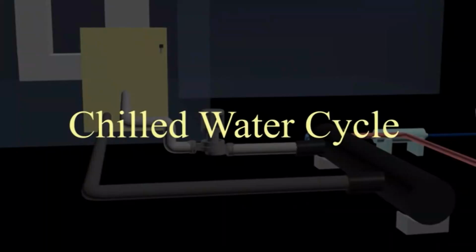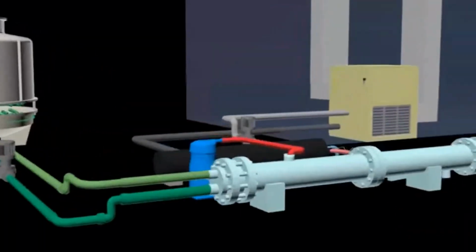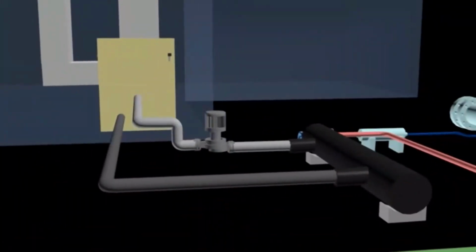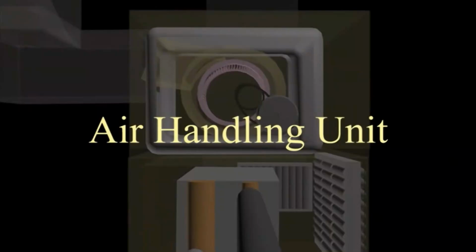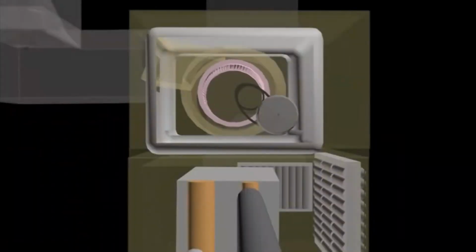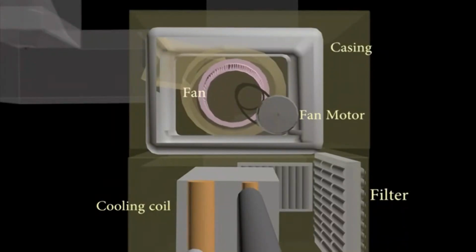Chilled water cycle. The chilled water cycle consists of two basic components which are the air handling unit and the water pump. Air handling unit. The air handling unit is a place where cold air is produced before it can be distributed. It consists of several key components such as cooling coil, fan motor, belting, filters and the casing.